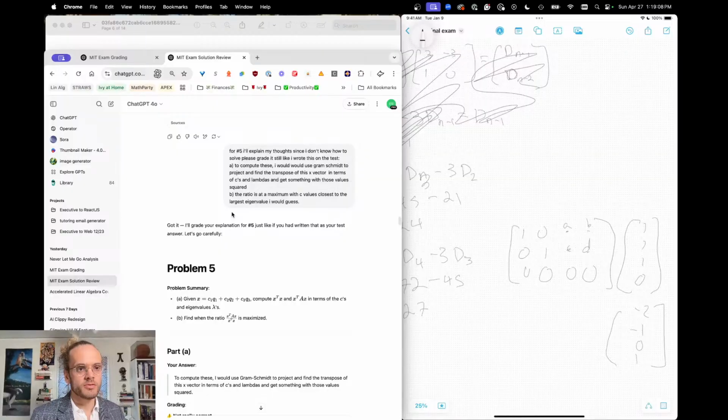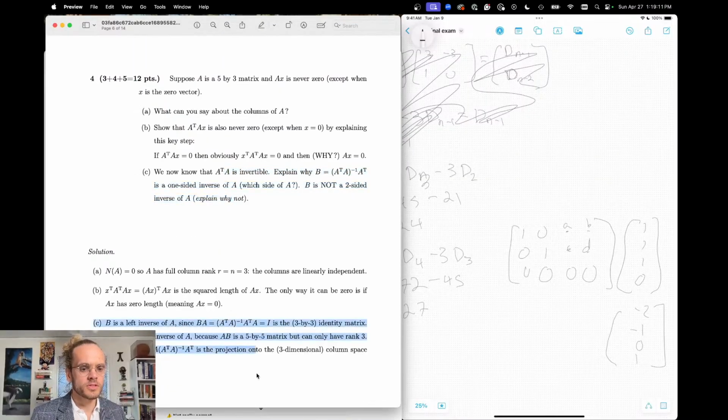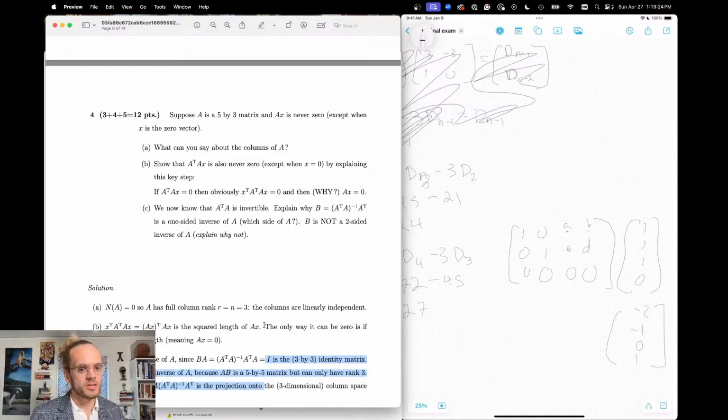So let's look at number 5 now. 4C. It's the 3x3 identity matrix. It's not, because AB is a 5x5 matrix but only has rank 3. This part C is a bit confusing, so I should go over that.